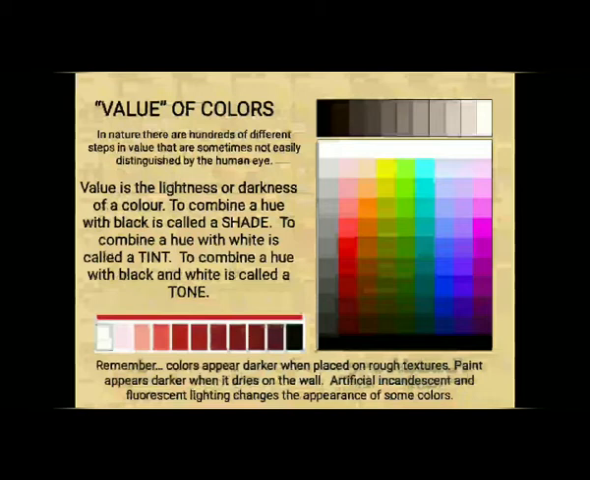Okay. Next, remember the colors appear darker when placed on rough texture. The paint appears darker when it dries on the wall. Artificial incandescent and fluorescent lighting changes the appearance of the same color. So this is a point to be remembered while you are choosing a color. It is also affected by the lighting of a room.